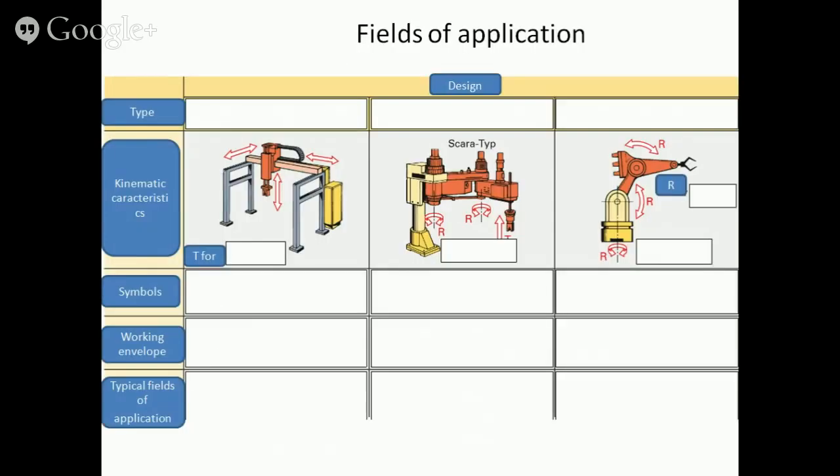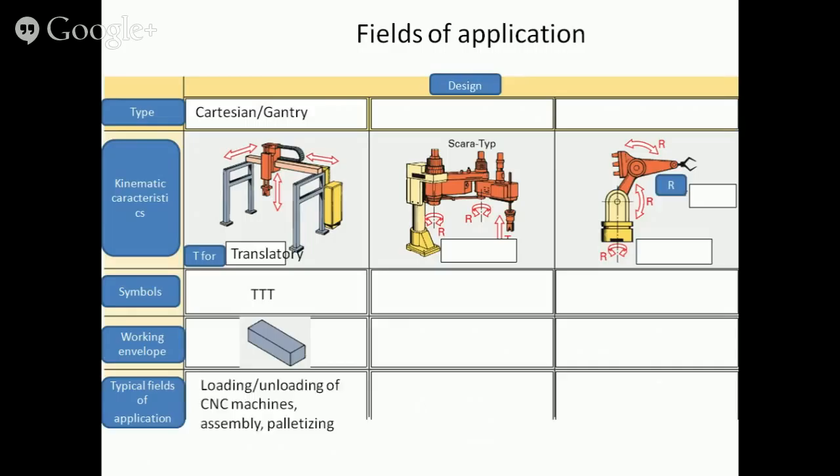Let's now look at the 3 mostly used types of robot arms. The Cartesian or gantry robot has got 3 translatory axes, which provide a prismatic working envelope. Cartesian or gantry robots are typically used for loading and unloading of CNC lathe machines, for assembly, and for palletizing.